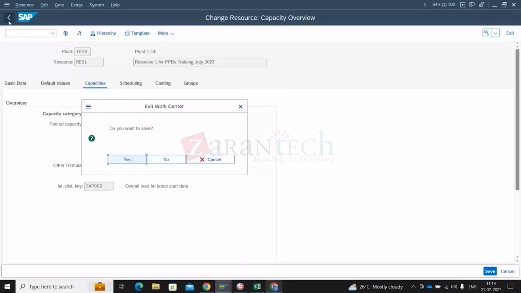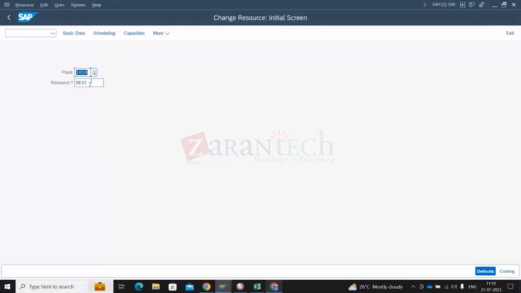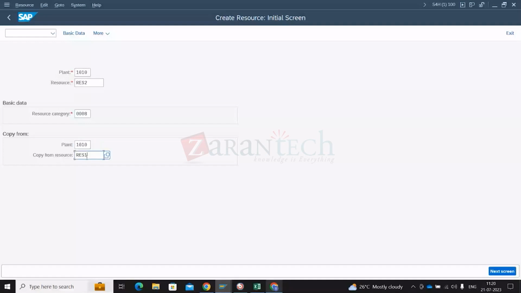I have saved it. So I am going to copy this resource and create another resource because I have decided to have two resources, correct? So let us go to CRC1 and copy from. So this is RES2, copy from, because I don't want to spend time in setting up everything again together. Still, it will ask me to set up something. So copy RES2 from RES1.